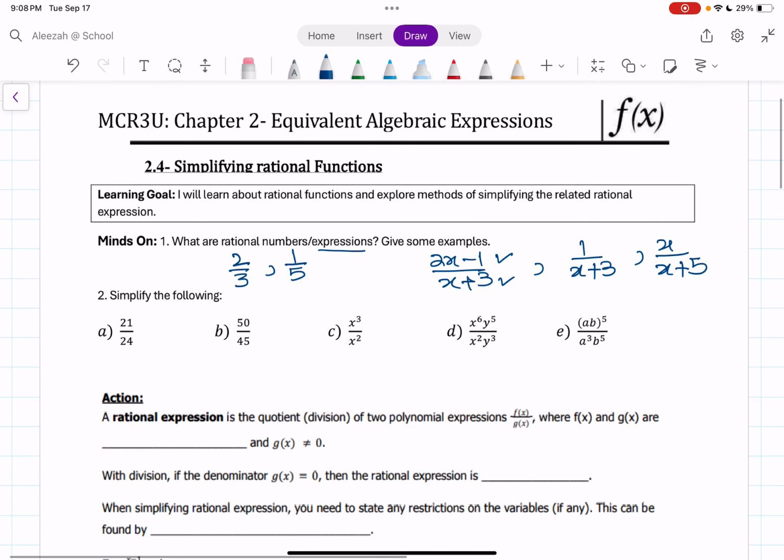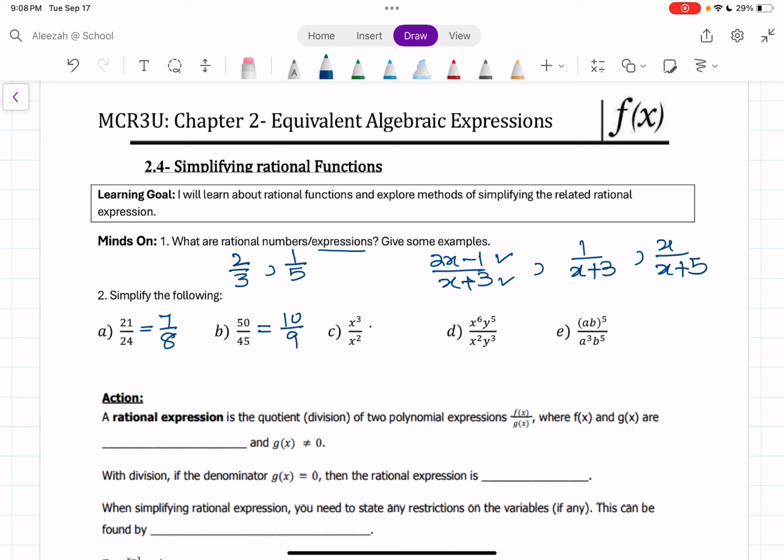Question number 2 is just simplify the following. So if you have to simplify a rational number, how do you simplify that? We just look at the denominator and the numerator and figure out if there's a common factor. So here we can see that both numbers can be divided by 3. If we divide by 3, this becomes 7 over 8. Similarly, this can be divided by 5, so it will be 10 over 9.